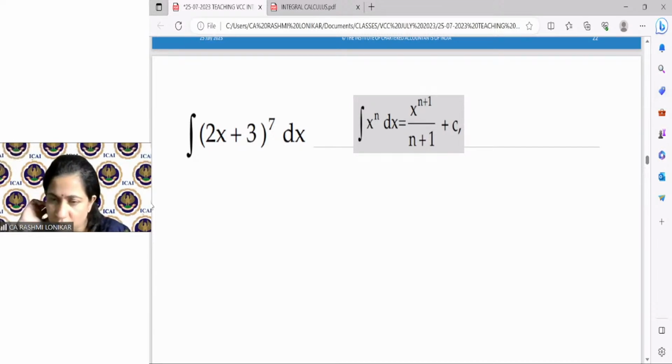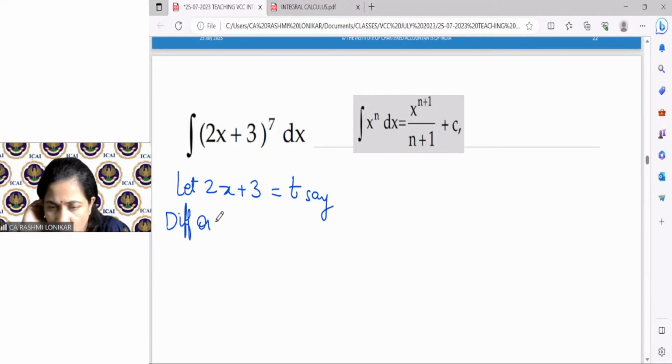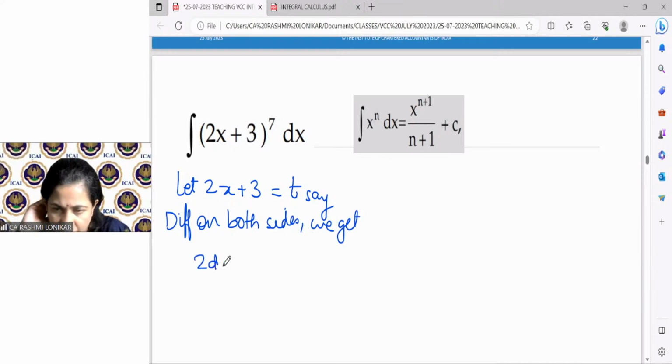So what do I do is, let 2x plus 3 be equal to t, say. Okay, you can use any alphabet. Differentiating on both sides, we get 2 dx plus 0 is equal to dt, because differentiation of a constant is 0. So remember, this is not integrating, I am differentiating.